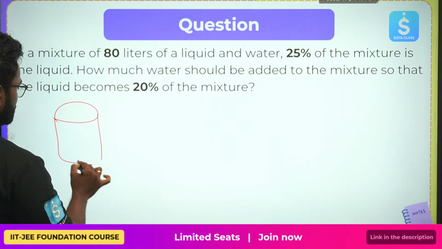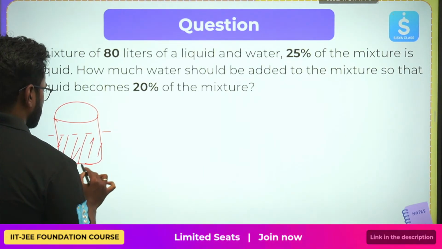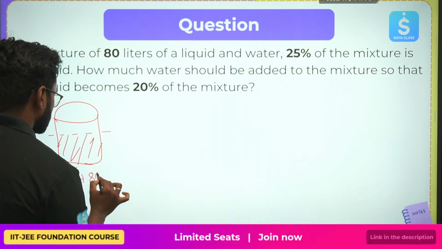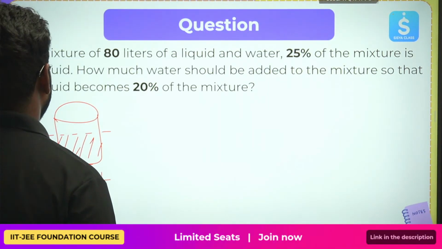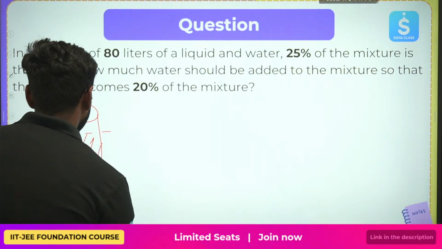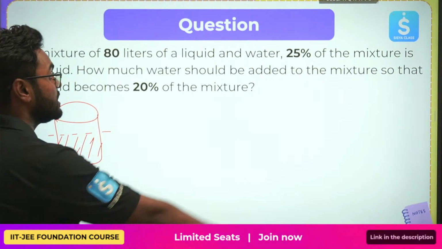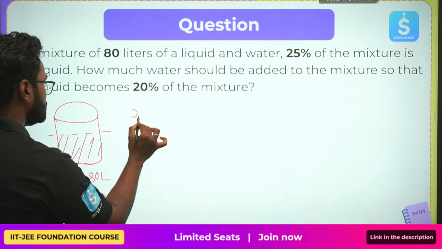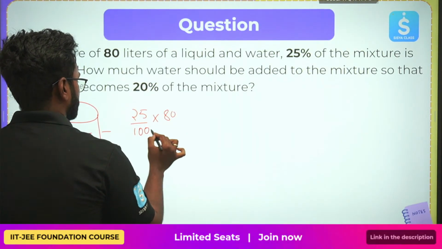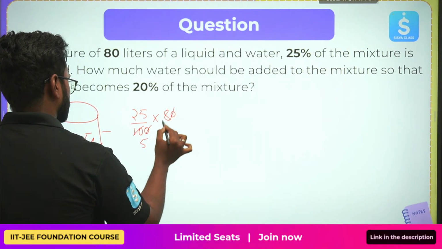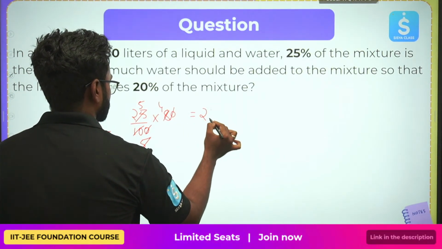Now, this question: in a mixture of 80 liters of liquid and water, let me take a mixture. This is a tank, 80 liters. Right? 25% of the mixture is liquid. 25% of it is made up of liquid and the rest is water. So 25 by 100 into 80. This should be 20 liters.